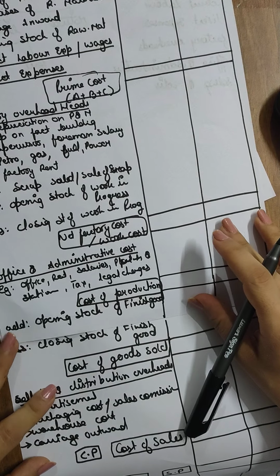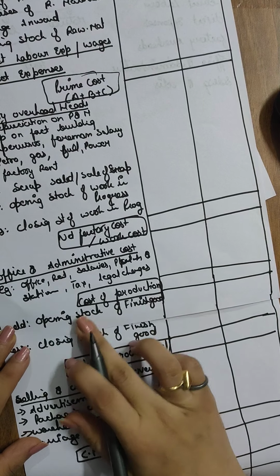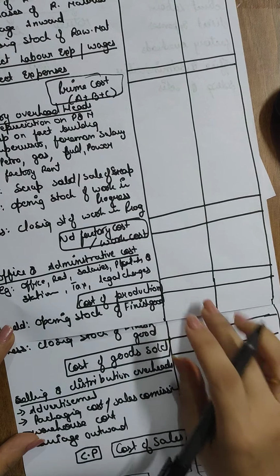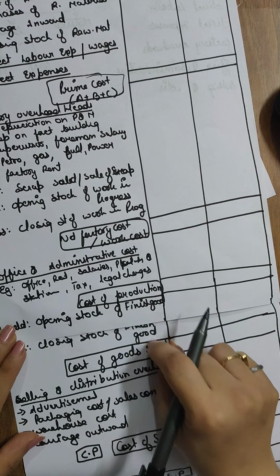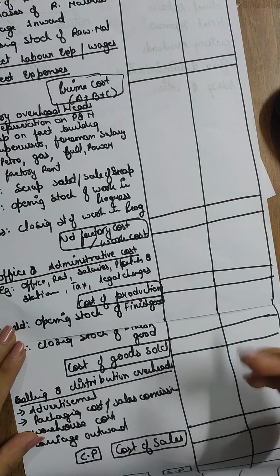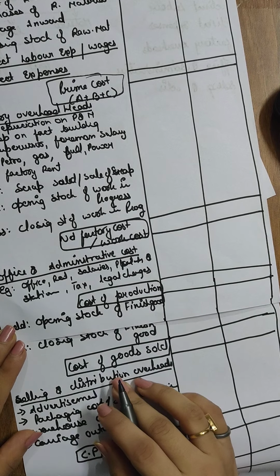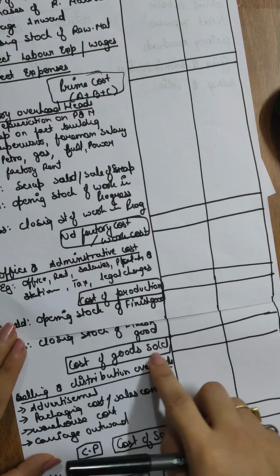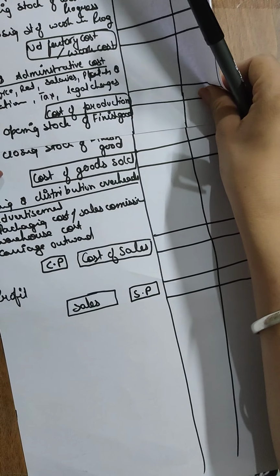After the cost of production, you have to add the cost of opening stock of finished goods, less closing stock of finished goods, so that the cost of goods sold can be found out. If this is given to us, well and good. If it is not given, then from here we can find out the cost of goods sold. In the cost of goods sold, you have to add selling and distribution overheads.